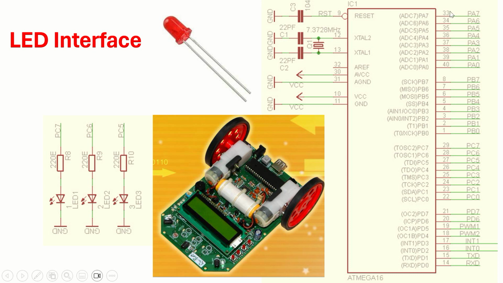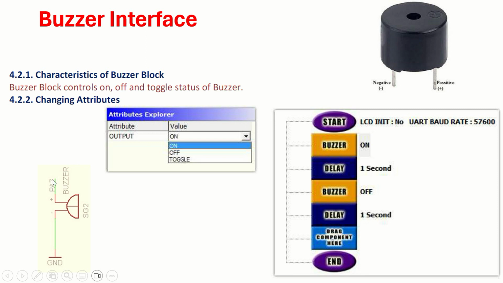It has a polarity: negative you connect to ground as you can see here, and positive we connect again to PA7. PA7, pin number 33 of the microcontroller, is connected to the buzzer. But anyhow, we are not focusing on the technical details. What we see is that the moment you select this buzzer component, your attributes window gives you three options: do you want to make it on, do you want to make it off, or do you want to make it toggle? Toggle means opposite to the previous state.